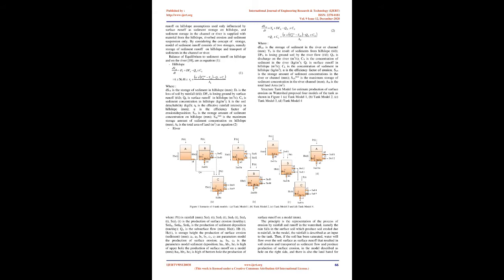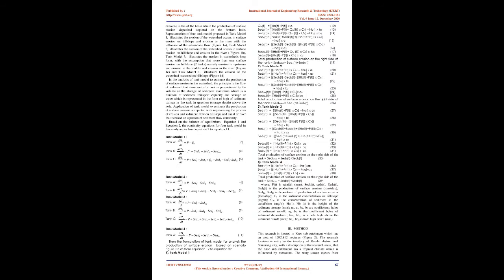Where DSSN is the storage of sediment in the river or channel, Ya is the result of sediments from the hill slope, T/D, DFN is the loss of ground soil by the river flow, T/D, QN is discharge on the river, M3/S, CN is the concentration of sediment in the river, Kg/M3, QH is surface runoff in the hill slope, M3/S, CH is the concentration of sediment in the hill slope, Kg/M3, the efficiency factor of erosion, SSN is the storage amount of sediment concentrations in the river or channel, SS max is the maximum storage of sediment concentration in the river channel, N is the total land area, M2.